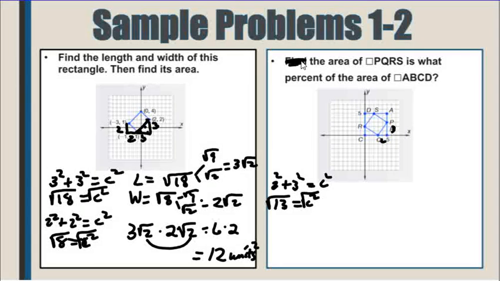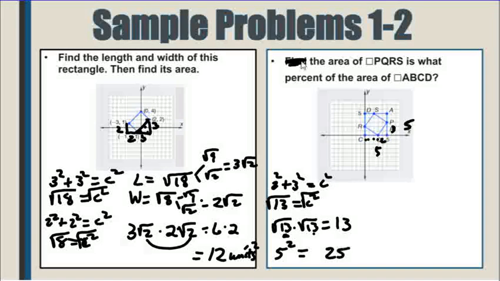And then we have the square root of 13. Since it's a square, we know that all the sides are the square root of 13. So the area, the square root of 13 times the square root of 13 equals, whenever you multiply a radical by itself, it becomes what's on the inside. So that will give us 13. The bigger one, we know that the base is 1, 2, 3, 4, 5. So it's a 5 by 5. So 5 squared would give us 25.